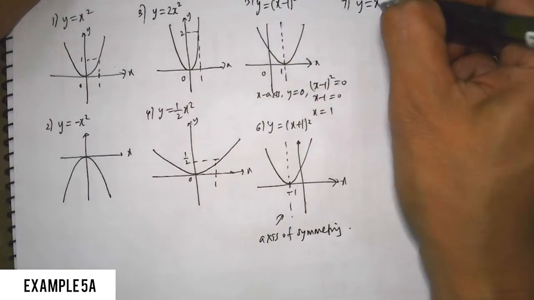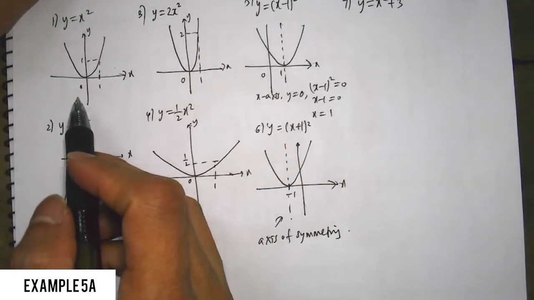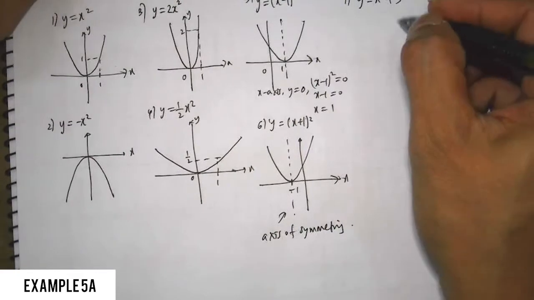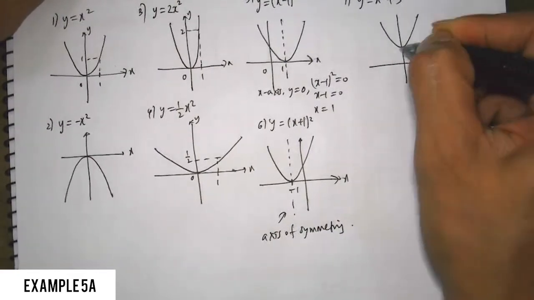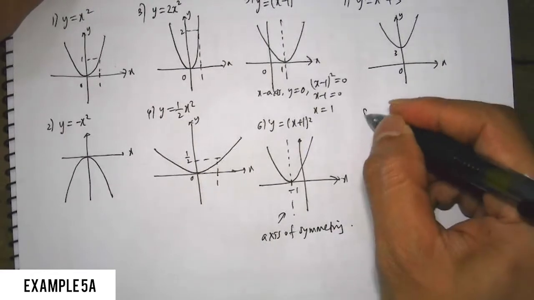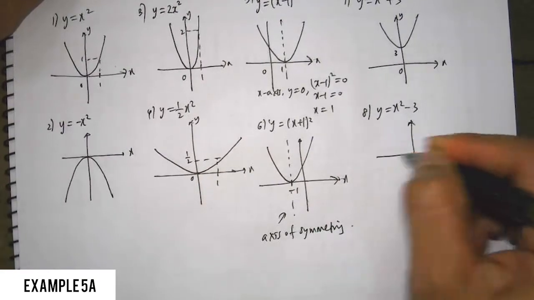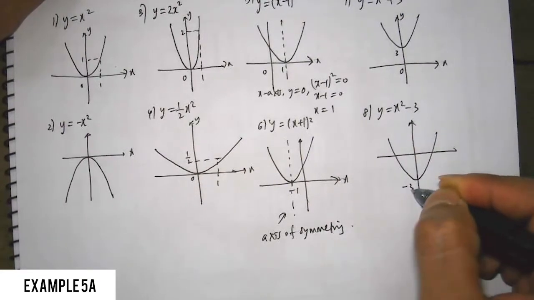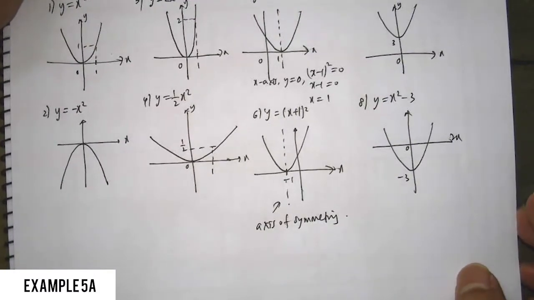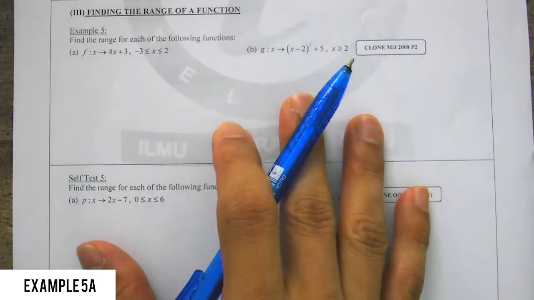Okay, number 7, if you have x squared plus 3, this is your basic x squared. When you plus 3, you're shifting the graph up by 3. So the graph should look like this. Yes or no? You shift up by 3. Number 8, x squared minus 3. Now you shift the graph down by 3. Okay? Yes? Clear?